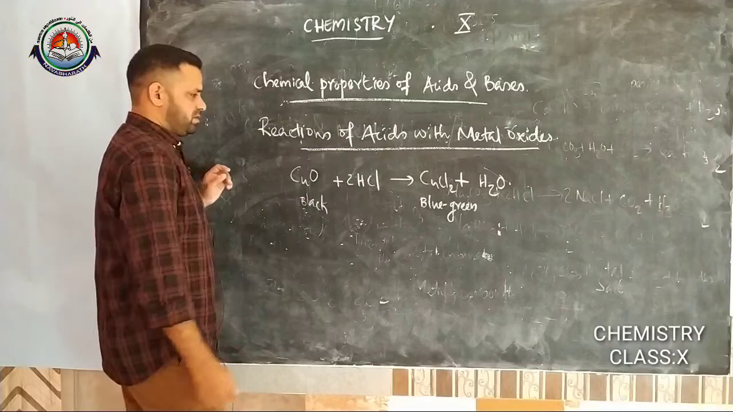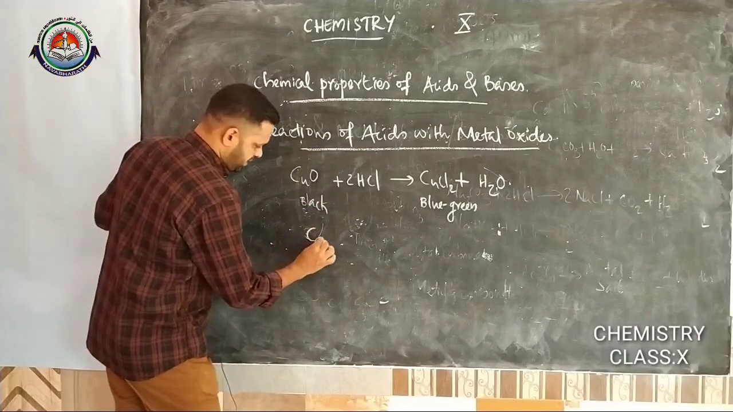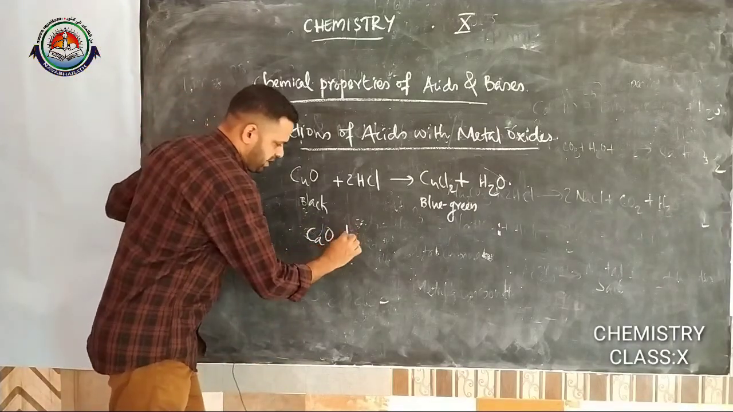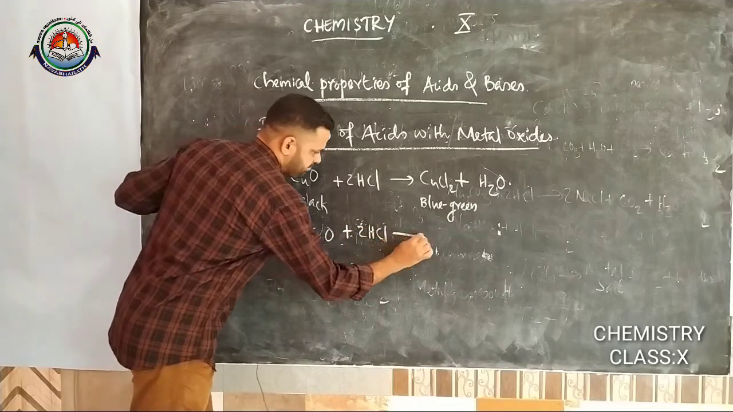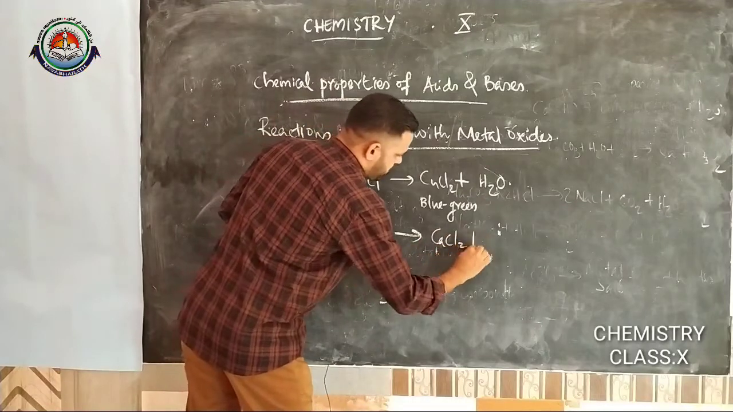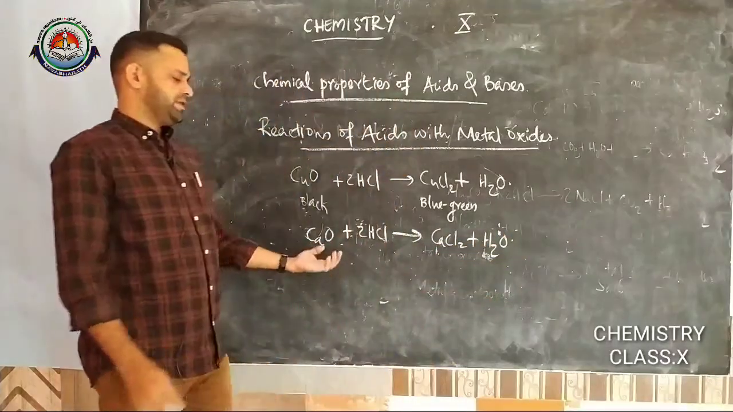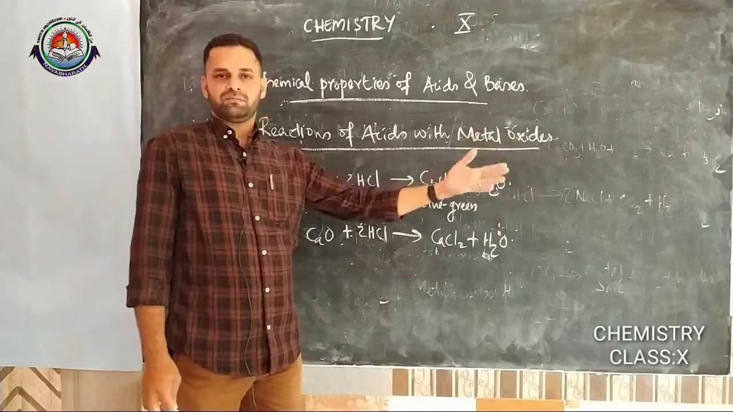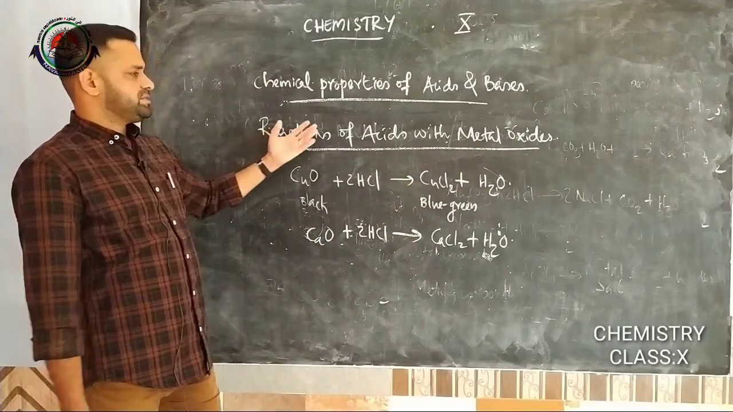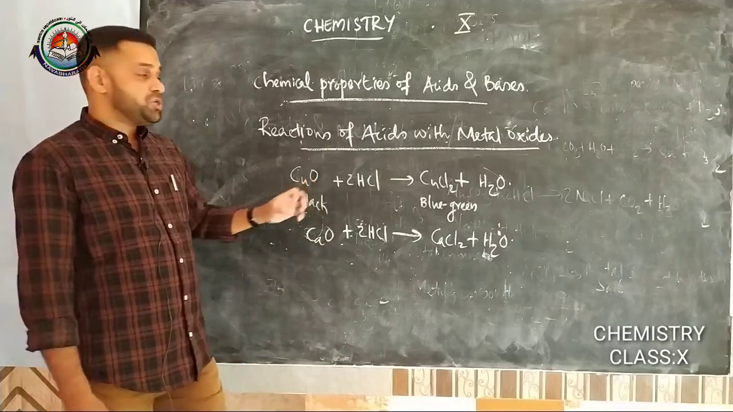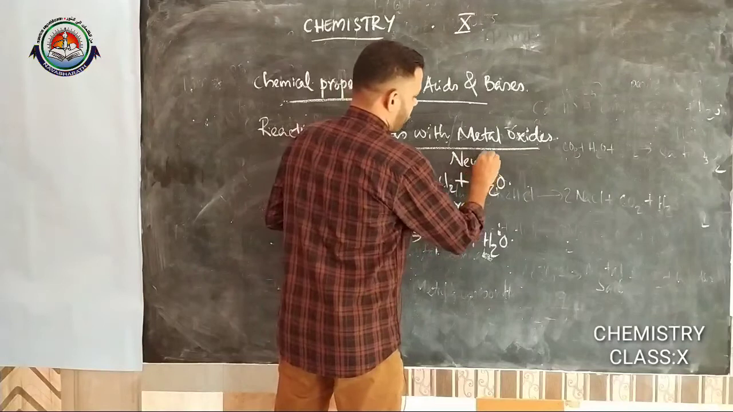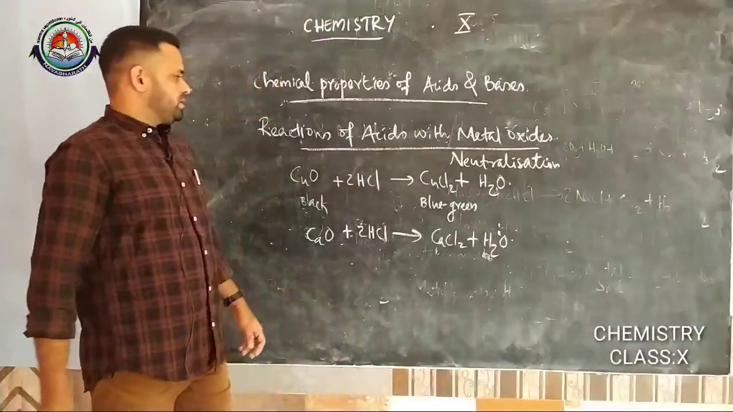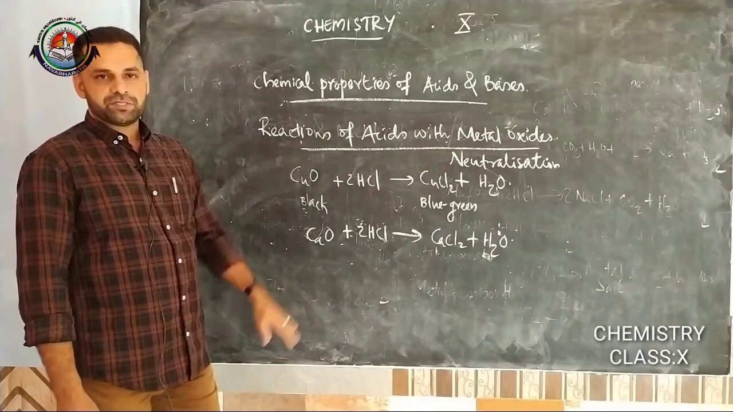So, that is the reaction. Take another example, calcium oxide. Calcium oxide is a metal oxide, it reacts with HCl, it forms calcium chloride plus water. Then magnesium oxide reacts with H2SO4, forming magnesium sulfate plus water. So, that is happening between acids and metal oxides. It is a type of neutralization reaction. So, this is the reaction between acids and metal oxides.